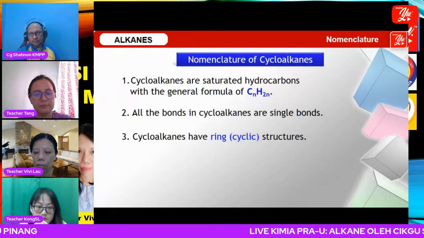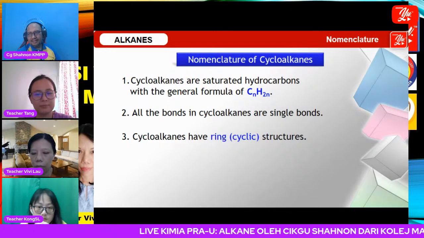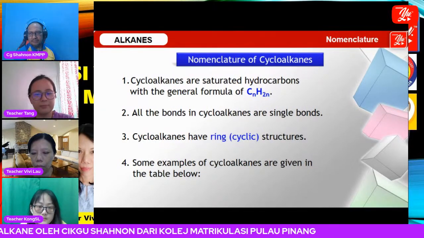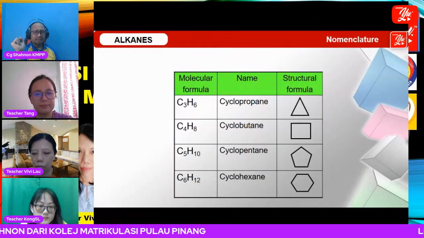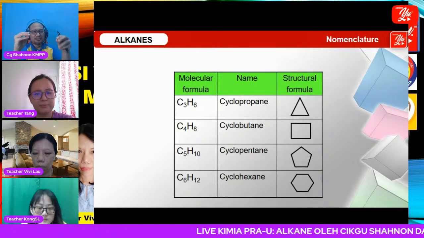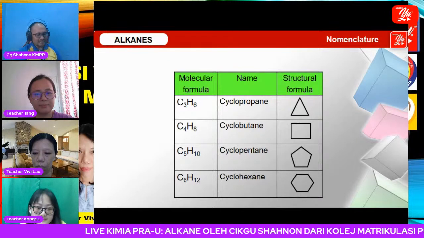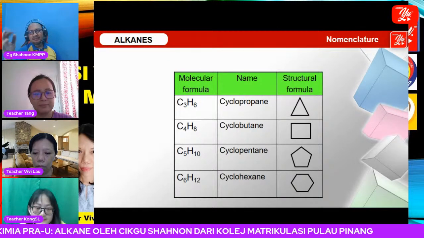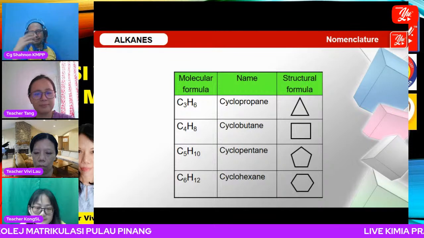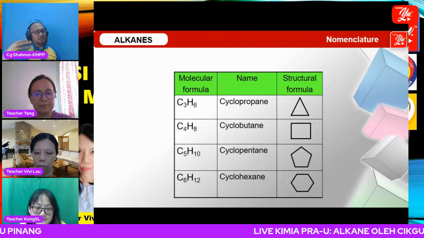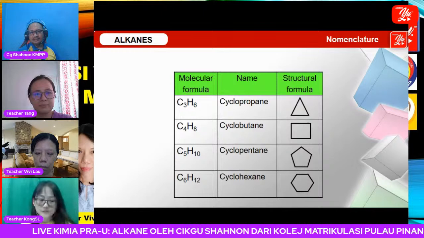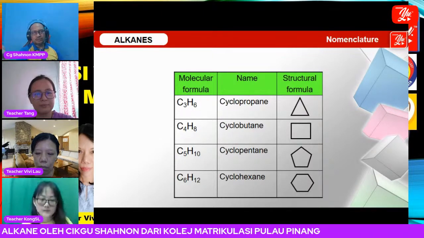The name is also cyclic. Cyclic means ring. Some examples of cycloalkanes are given in the table below. It starts from 3 carbons. 2 carbons cannot form a ring. So for cyclic alkane, it starts from 3 carbons. With 3 carbons, we have cyclopropane. Just add cyclo in front of propane, cyclopropane. And usually for cyclic compounds we use skeletal structure.